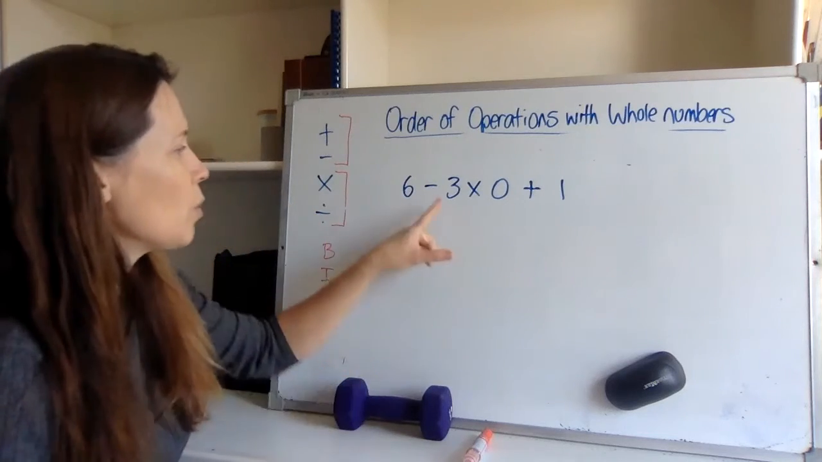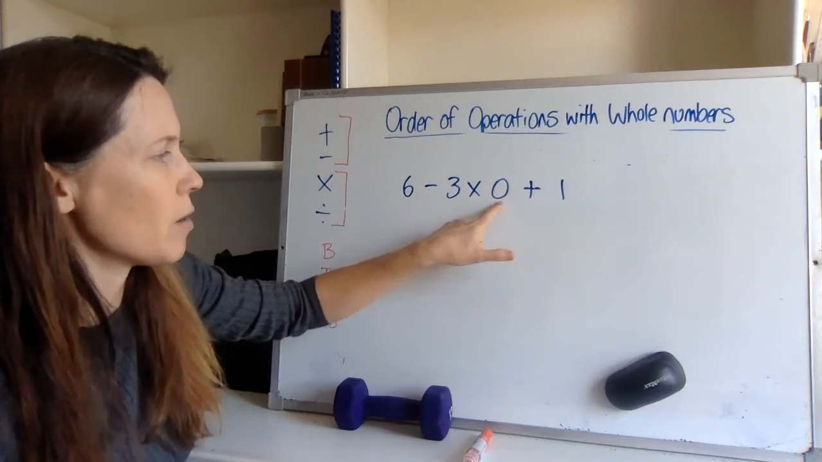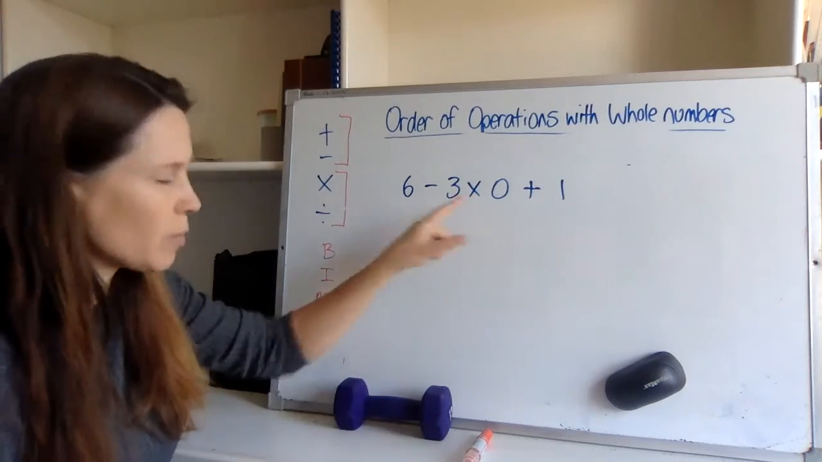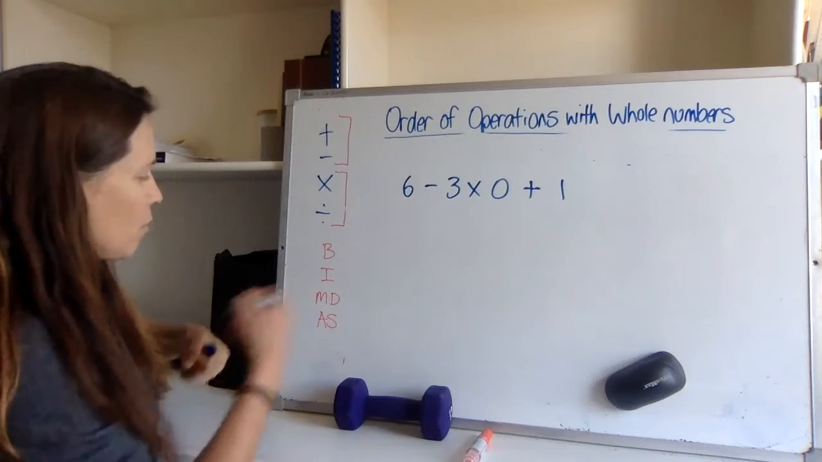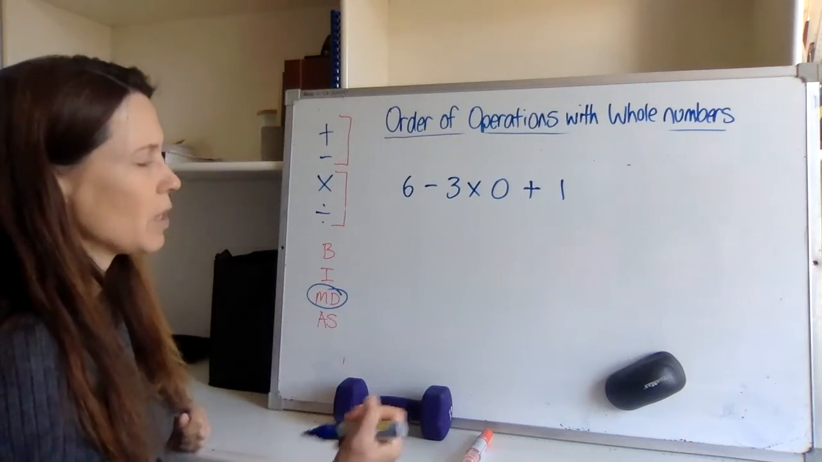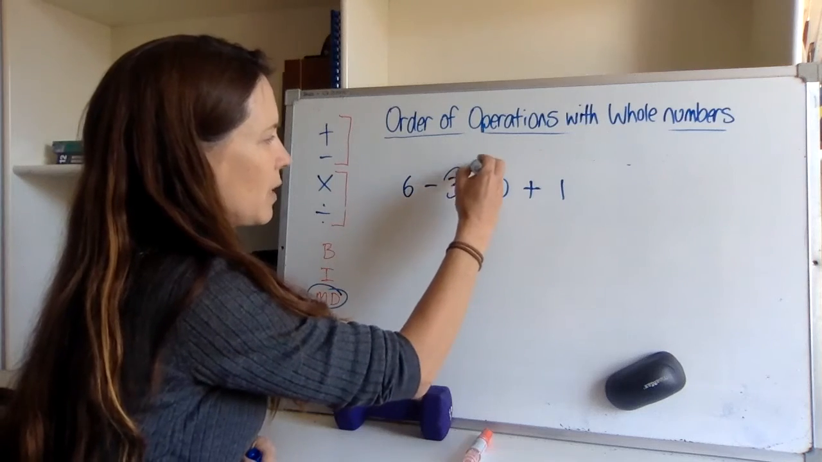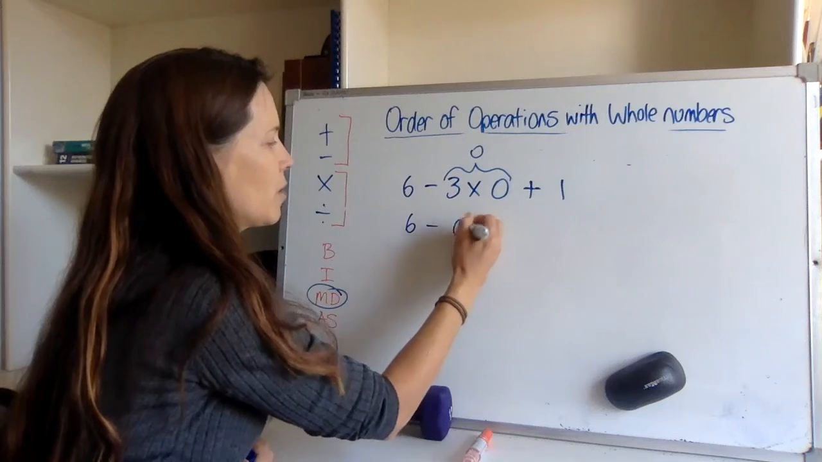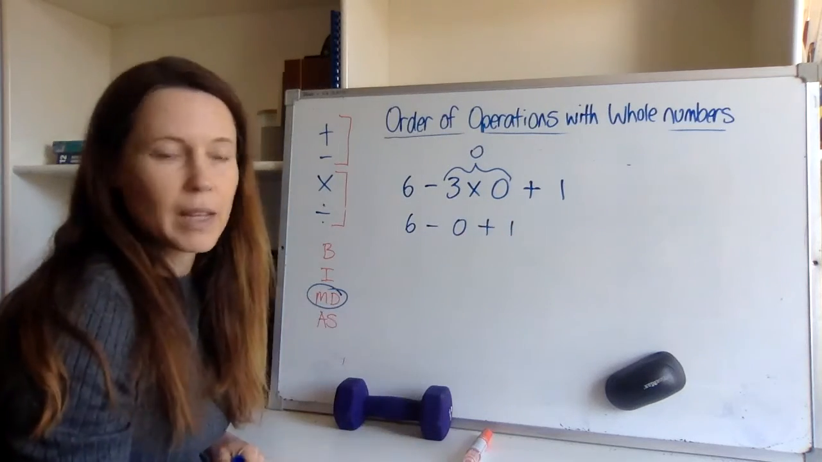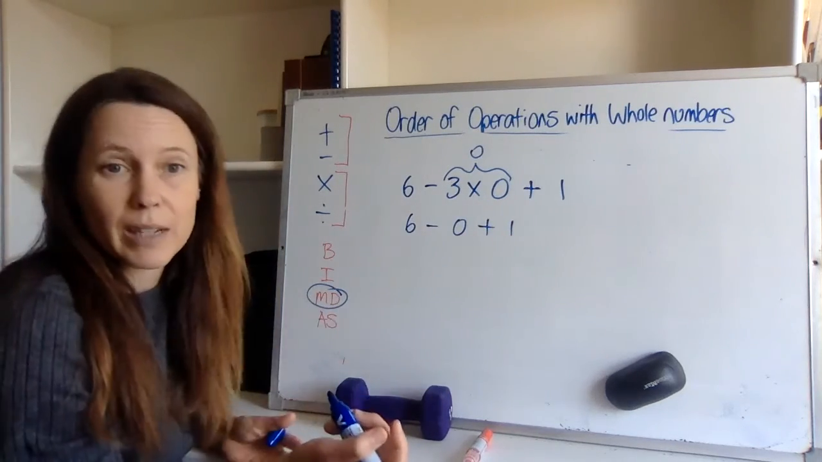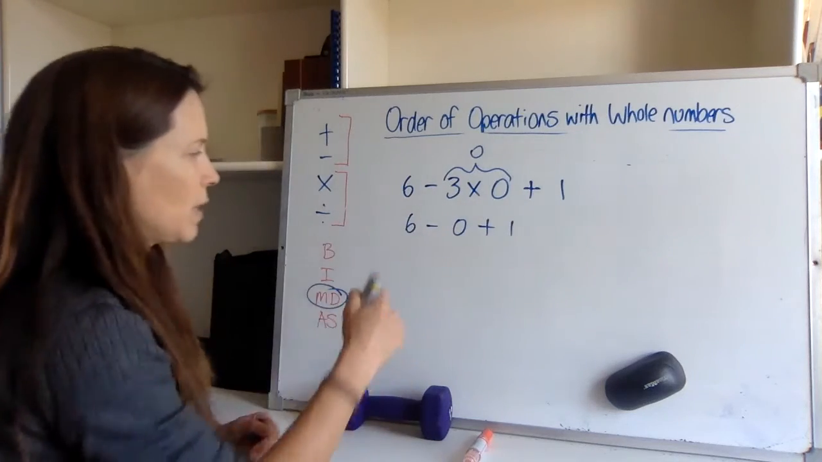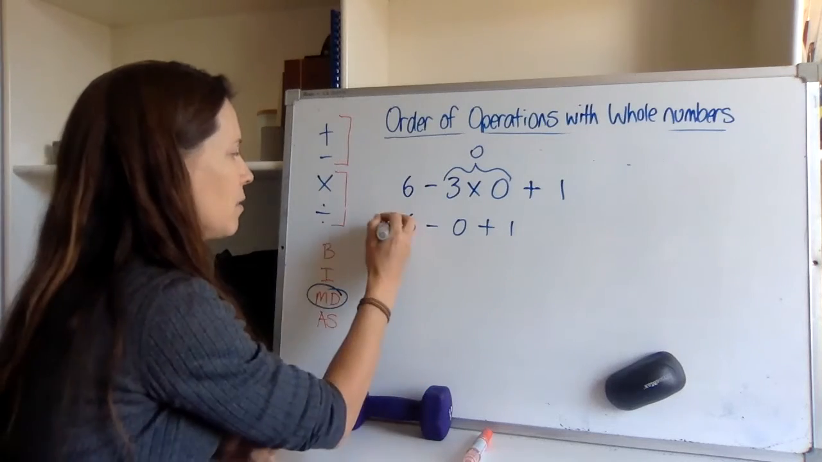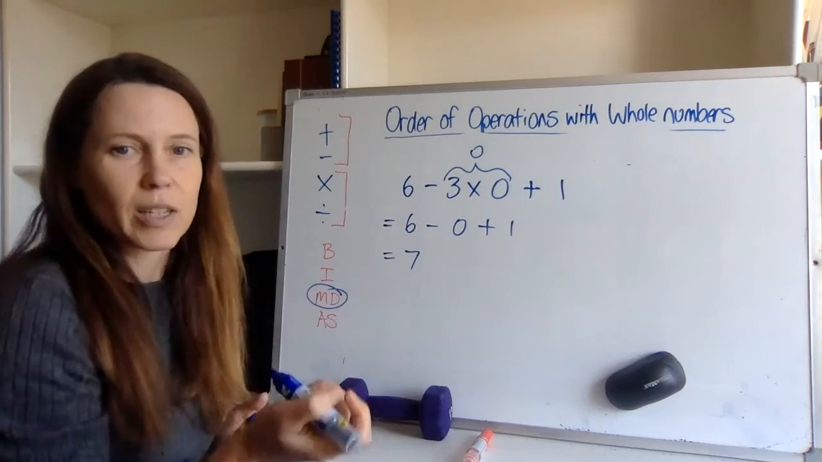How can we tell? Well, we've got minus 3 times 0 and plus 1. They're the three operations. Which one needs to be done first? Multiplication. That always comes first before addition or subtraction. So if we do just this part here first, 3 lots of 0 is 0. So if I rewrite the whole thing, I've got 6 minus 0 plus 1. Now I've just got addition and subtraction. They can be done in any order. I may as well just read from left to right. 6 minus 0, that's 6, plus 1 is 7. So this whole expression actually equals 7.